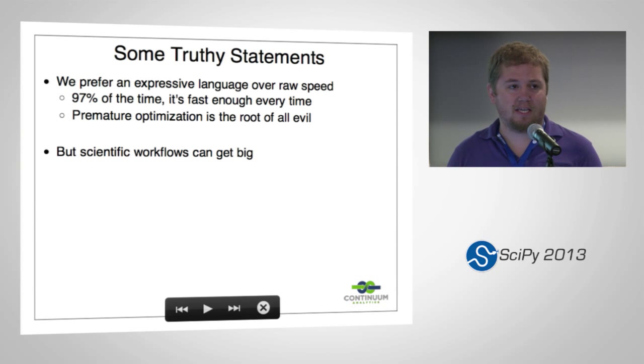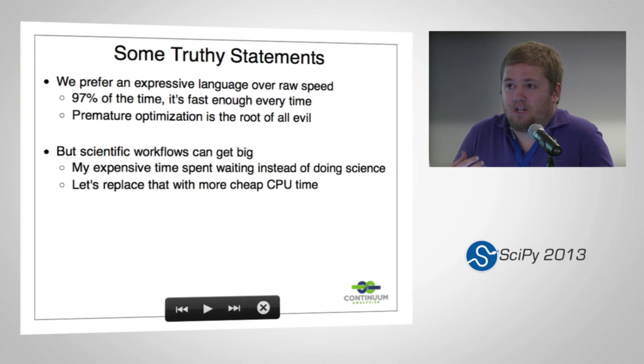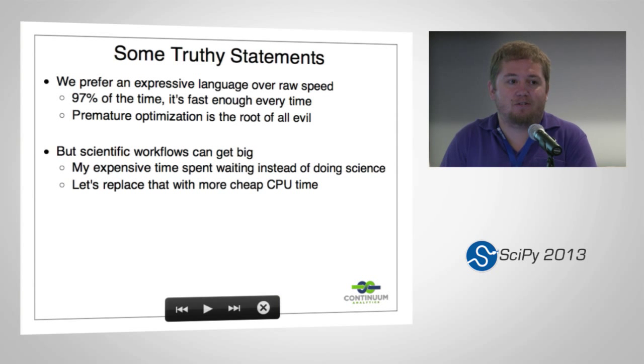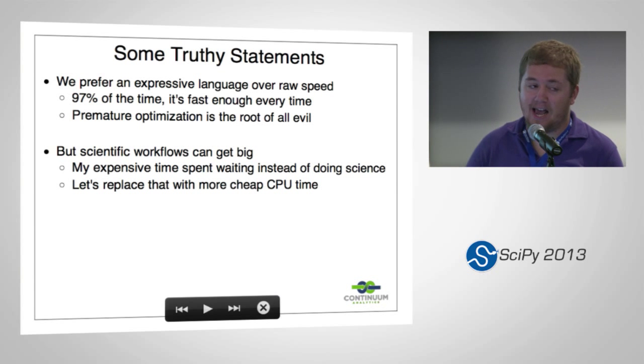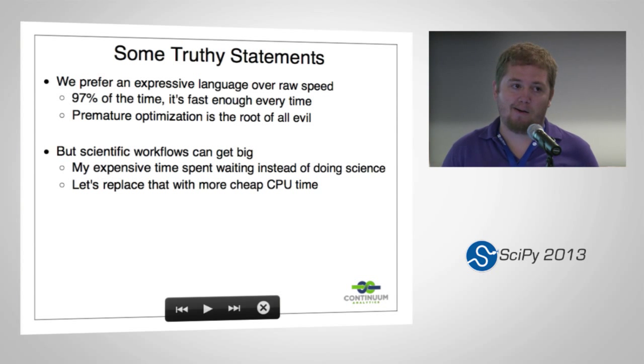But scientific workflows can get big. We baby them, we watch them work on our test sets, and then we see a good result, and then we want to use it on all our data, and they just get big, right? So my expensive time, instead of, I developed this thing really quickly, but now I need to run it on all my data, and now my expensive time is being spent waiting, right? Well, in academia, you can just give that to your grad students, but again, you can't do that at Continuum. So let's replace my waiting time with more cheap CPU time.